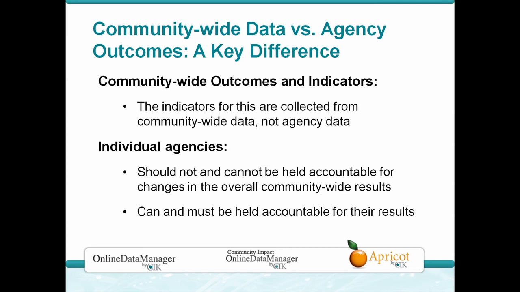Individual agencies themselves should not and cannot be held accountable for changes in that overall community-wide result, because it takes a whole host of strategies to do that. No one agency can do it. So the good way to think about it is they certainly can contribute to those community-wide outcomes, but they should not and cannot be held accountable. But they must and can be held accountable for their own results.